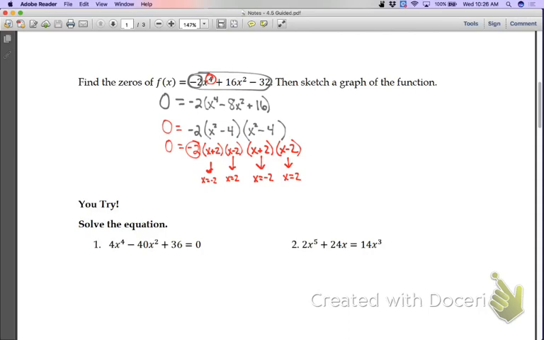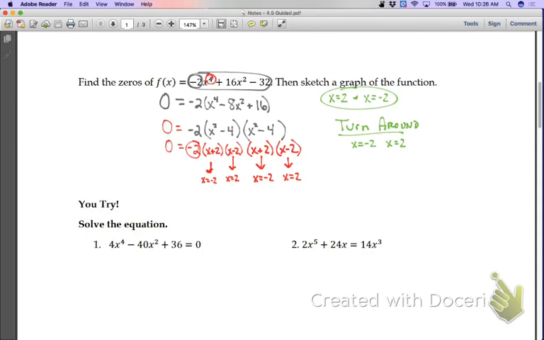So if I would write this as x equals positive 2 and x equals negative 2, aren't these really my 2 answers? Okay. Now, what does my graph do at those 2 values? Does it go through the 2 values, or does it turn around at those 2 values? It turns around. Okay? So it's going to turn around at x equal to negative 2 and x equal to positive 2.